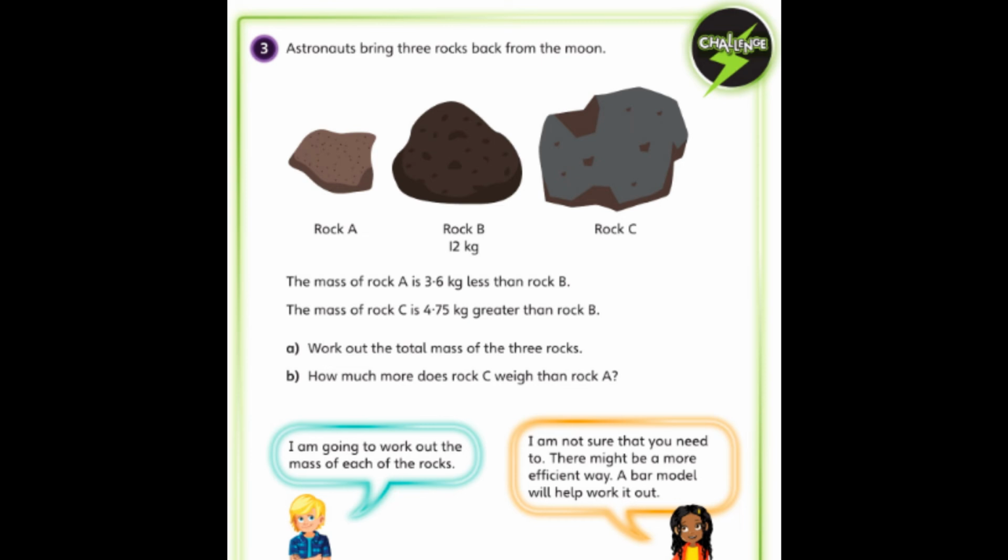Now what makes this a challenge is that there's quite a few steps. First you have to work out how much rock A weighs, then you have to work out how much rock C weighs, and then to solve A, you have to add up the weight of all 3 rocks to find the total. Finally, for B, to find out how much more rock C weighs than A, you have to find the difference. So I want you to go ahead and try that.